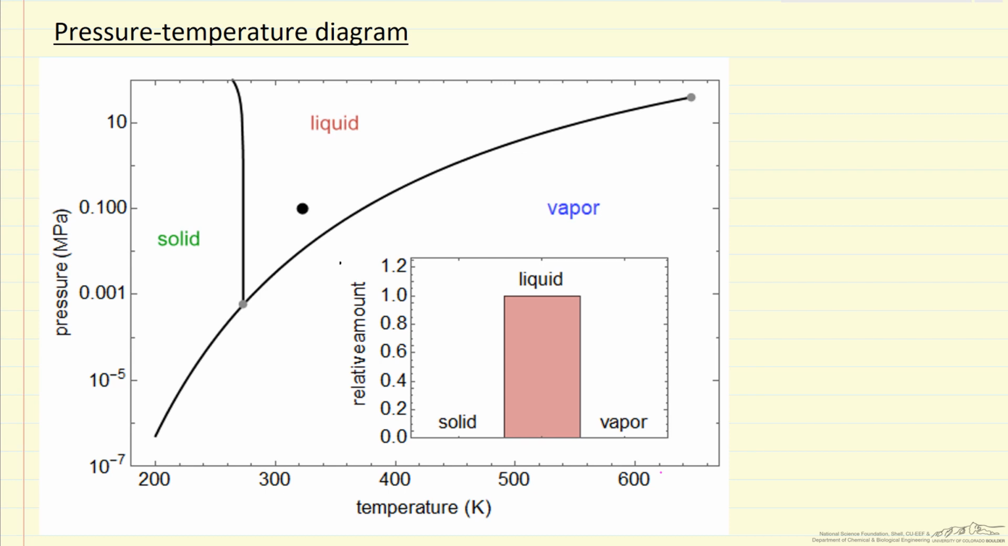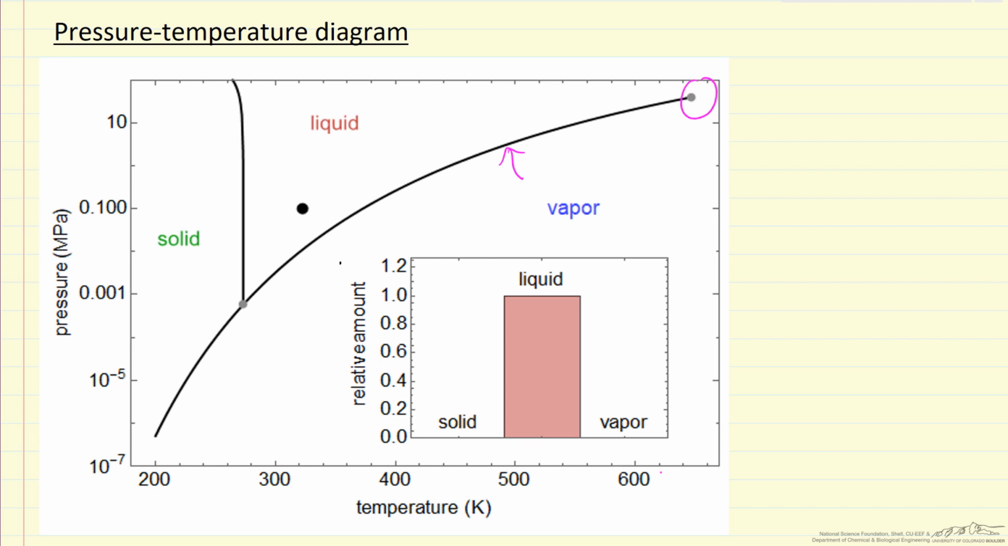Namely, when I move to a different point on the diagram, volume can change significantly. So we divide it into three regions: solid, liquid, and vapor. And then we have phase lines. So this line describes phase equilibrium between liquid and vapor. If you specify a temperature, there's only one pressure where vapor and liquid will coexist in equilibrium.